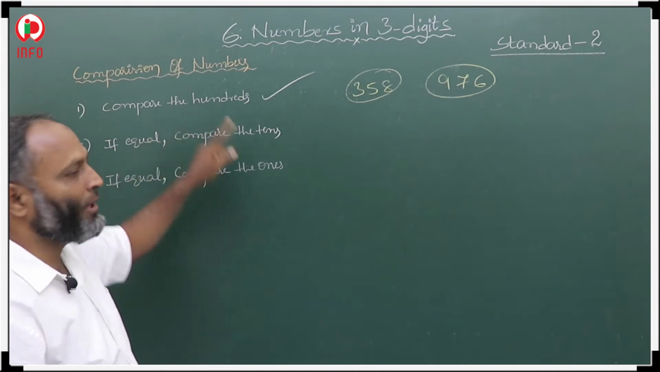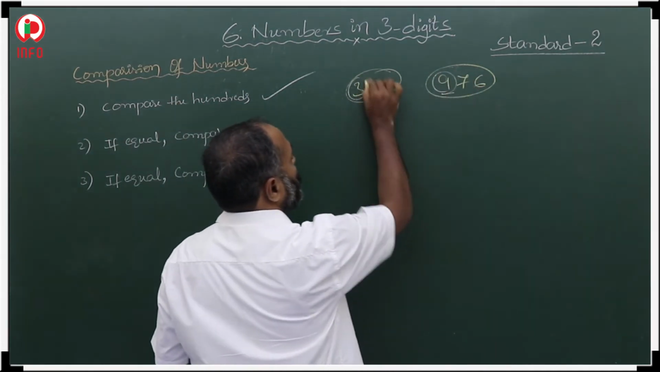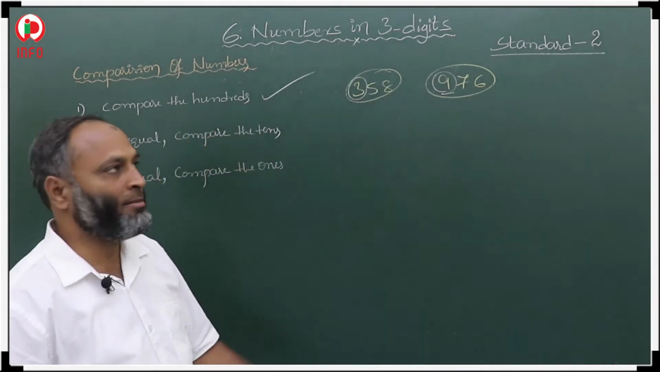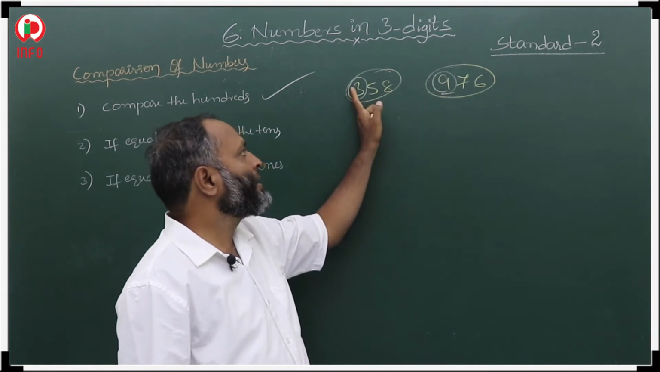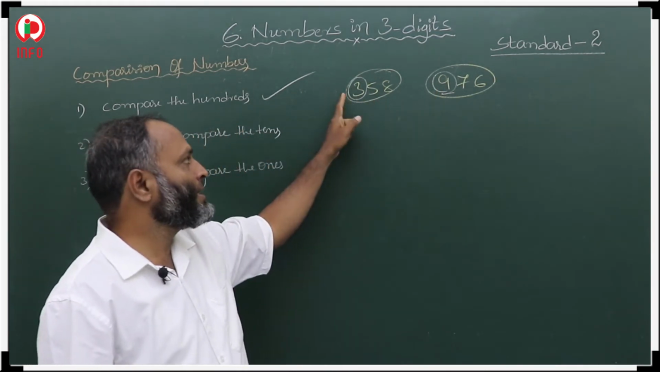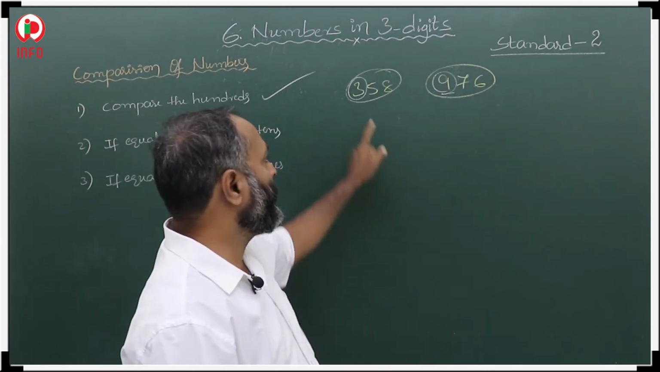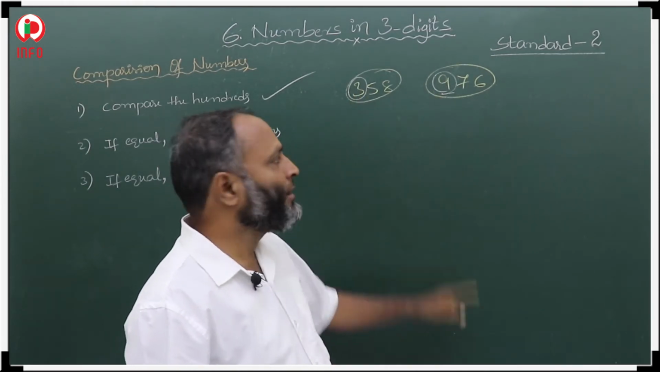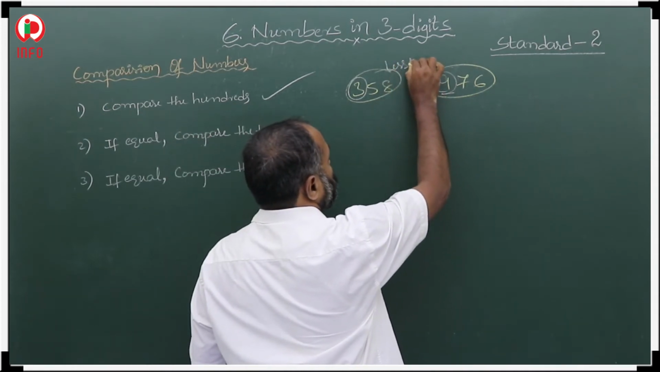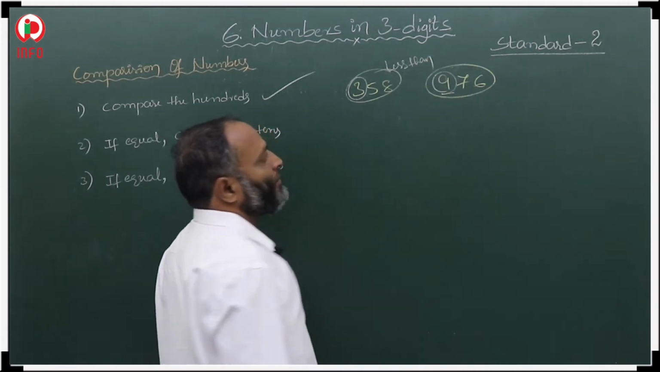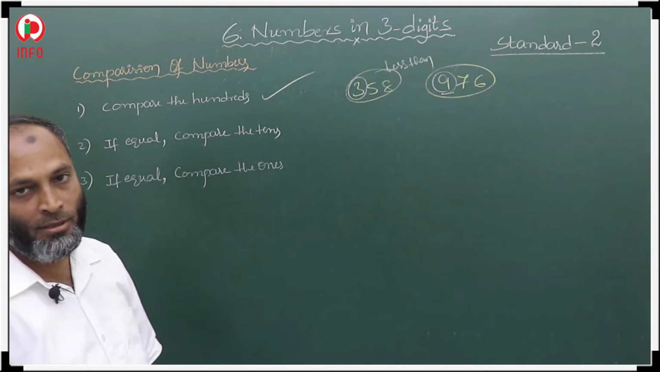First we compare the hundreds place. So this is the hundreds place and this is the hundreds place. First we have to compare these hundreds places. In this hundreds place, which one is the least? That is the least. Which one is the greater? That number is the greater. Here between 3 and 9, 3 is less. So it is less than. First, we have to compare hundreds.